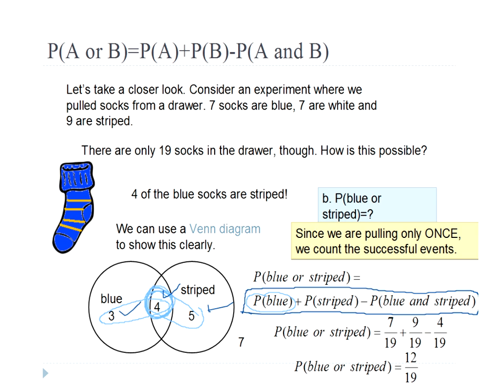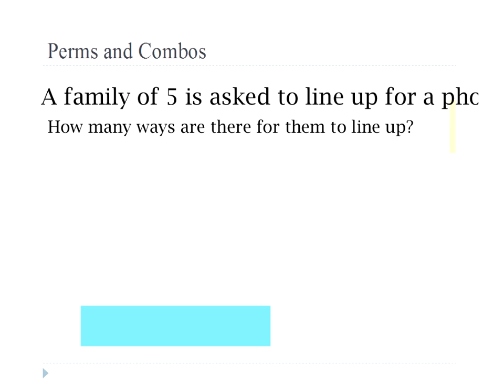Now we're going to look at something a little bit different in terms of probability, and these are permutations and combinations. Okay, and so let's take, for instance, a question that you already might know how to do. Here we have a family of 5 that's asked to line up for a photo. How many ways are there to line up?